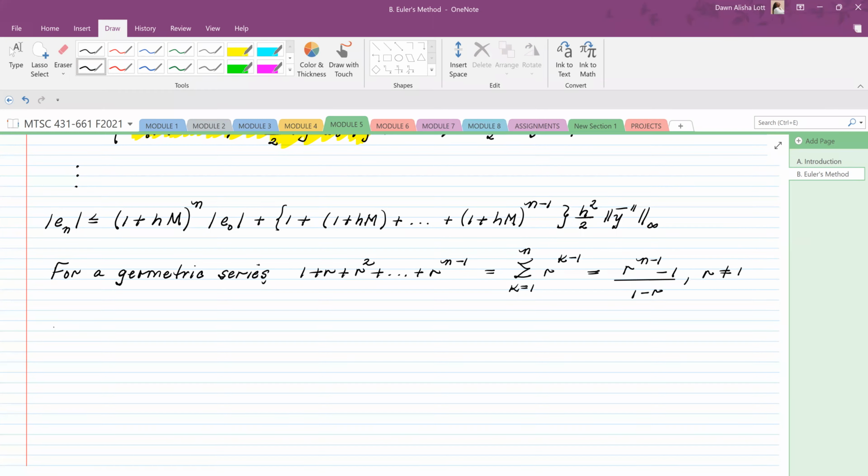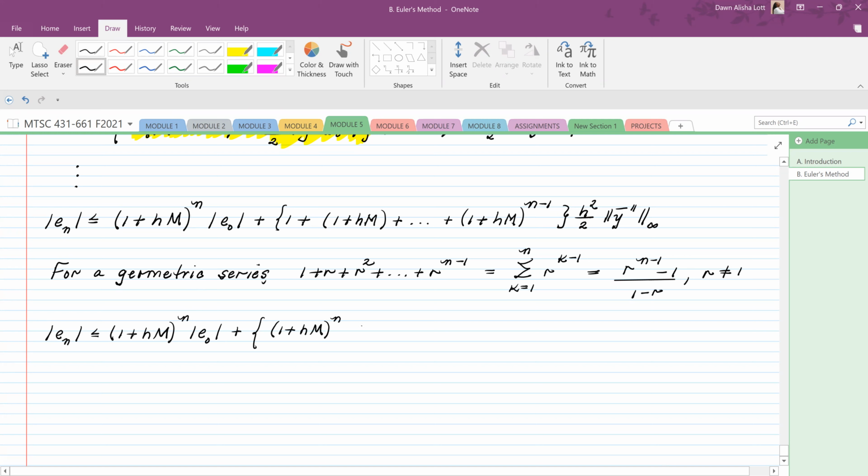So I get that the absolute value of En is less than or equal to (1 plus hM) to the n times the absolute value of E naught, plus (1 plus hM) raised to the n power minus 1, and all of that is over hM, times h squared over 2, and again the infinity norm of the second derivative of y.